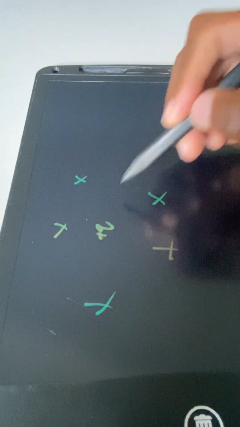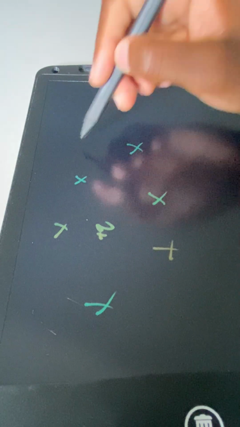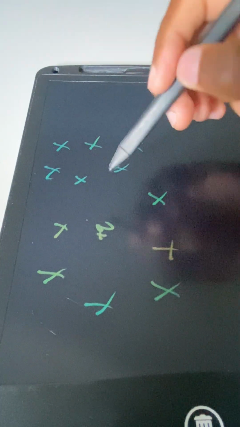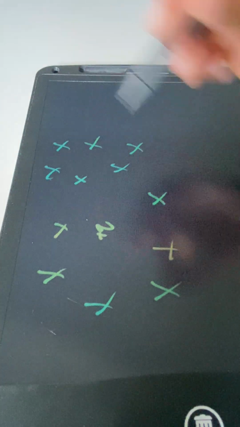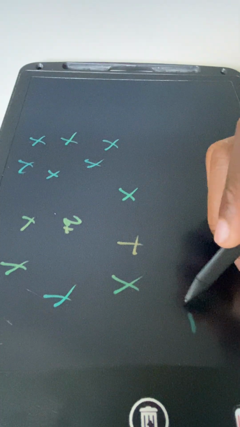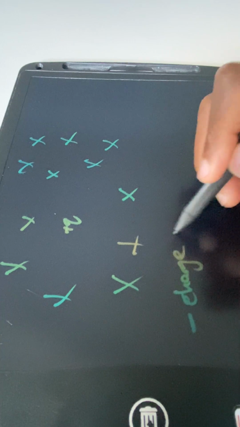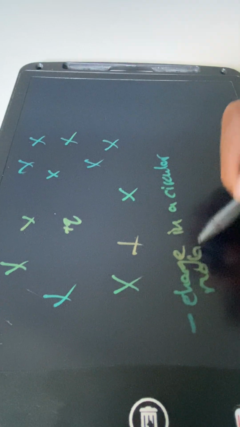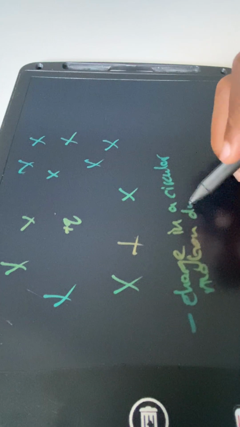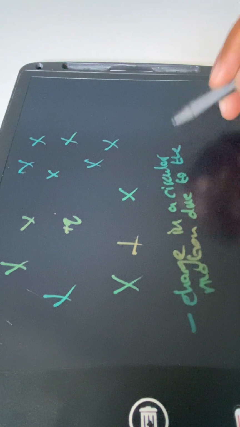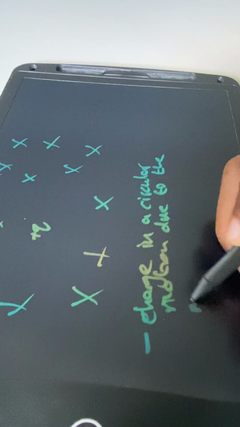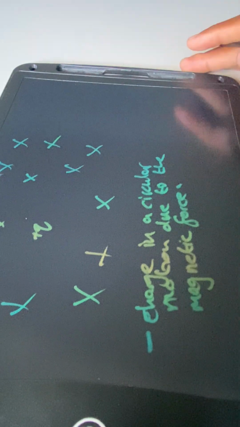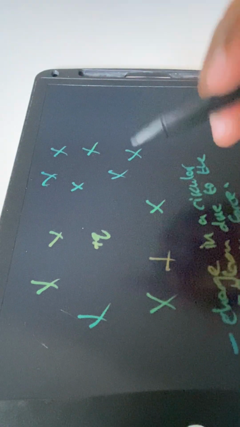Now if your charge is within an external magnetic field, one thing you have to understand is that the charge is going to move in a circular motion due to the magnetic force. That's very important. So now your charge is moving in a circular motion due to the magnetic force.